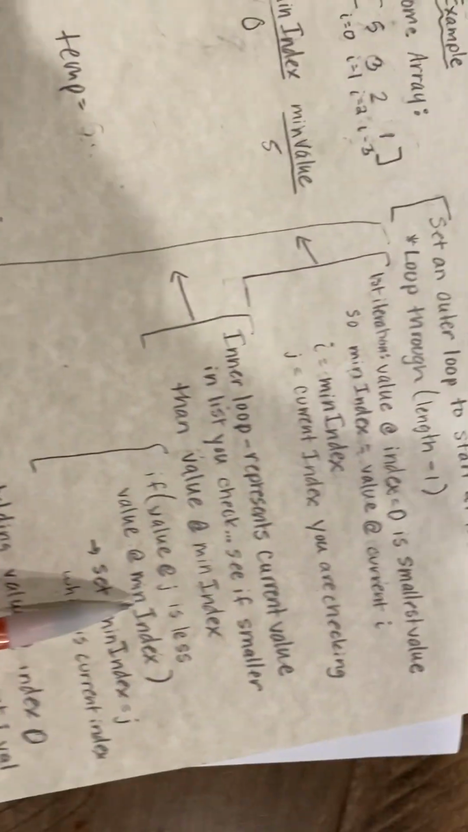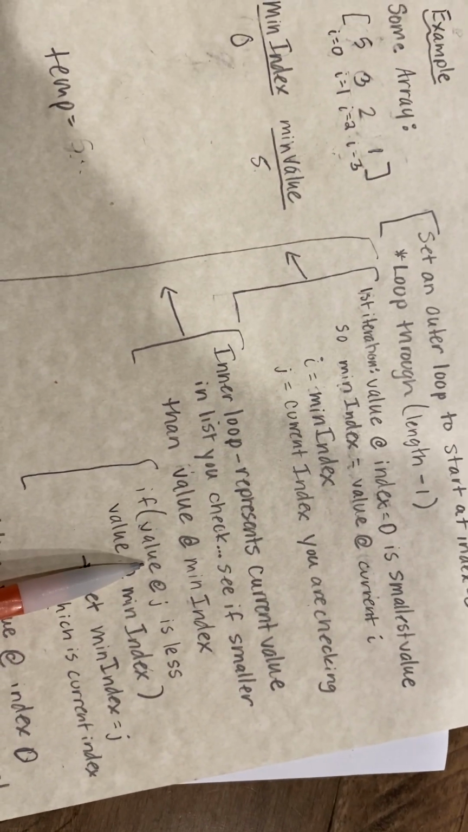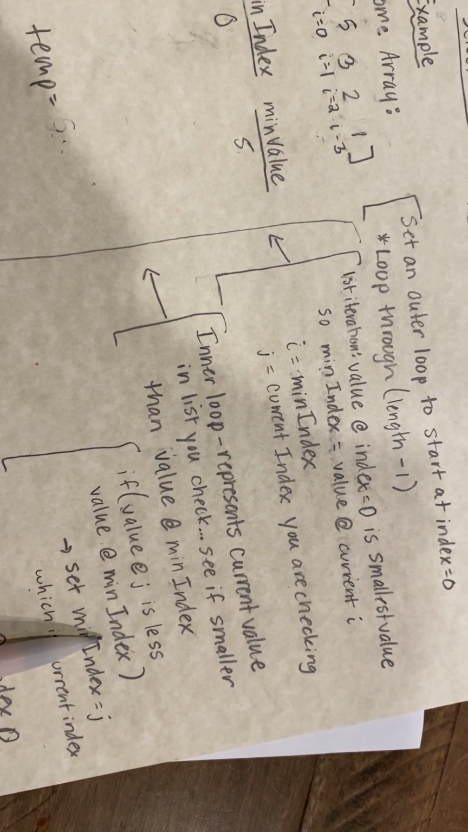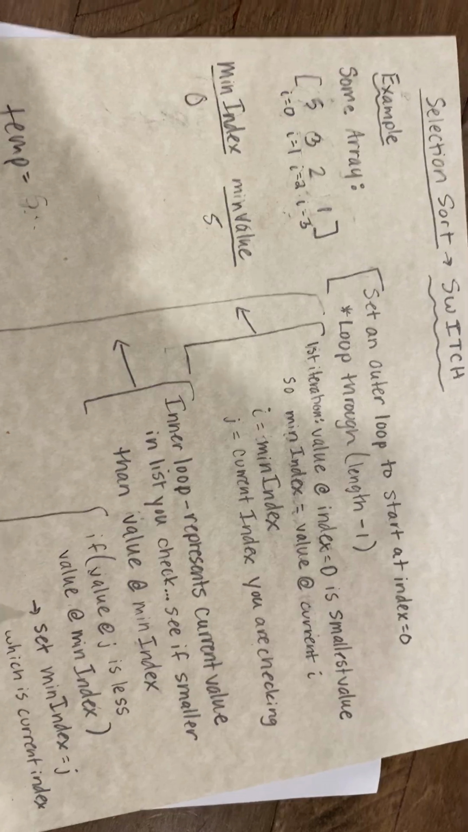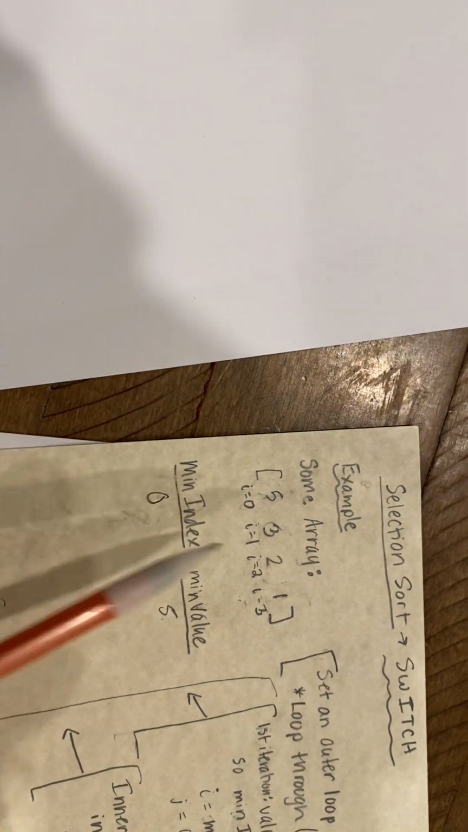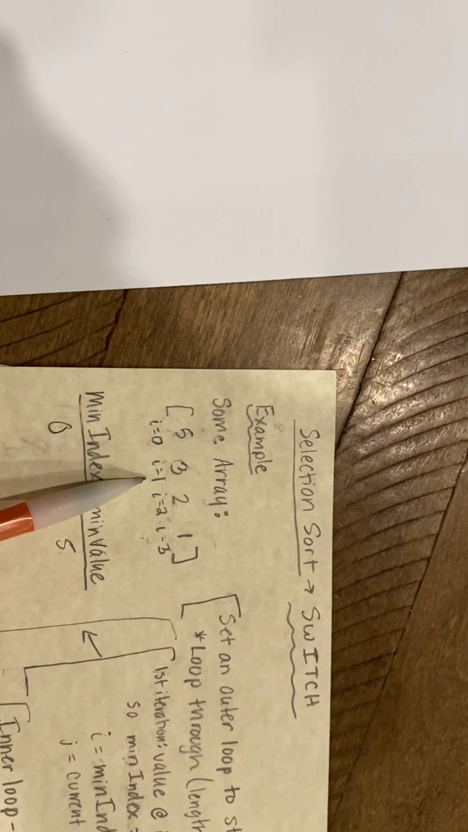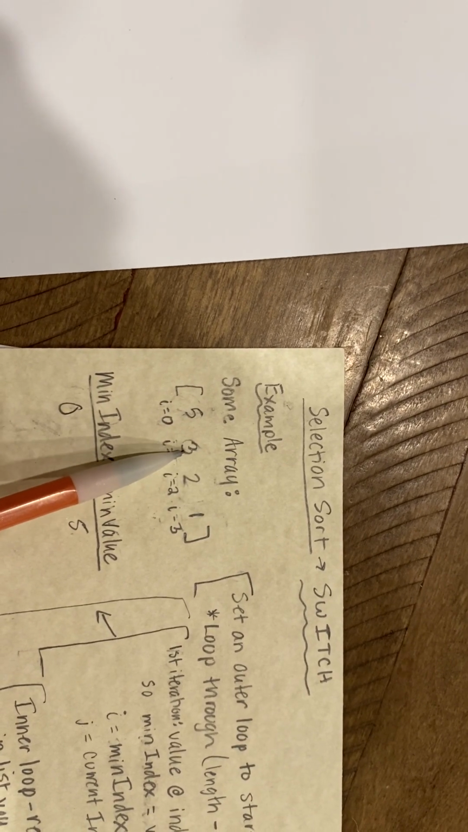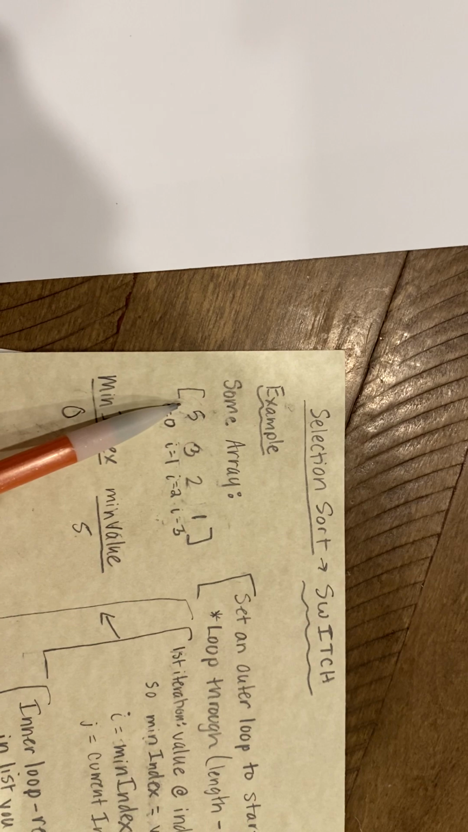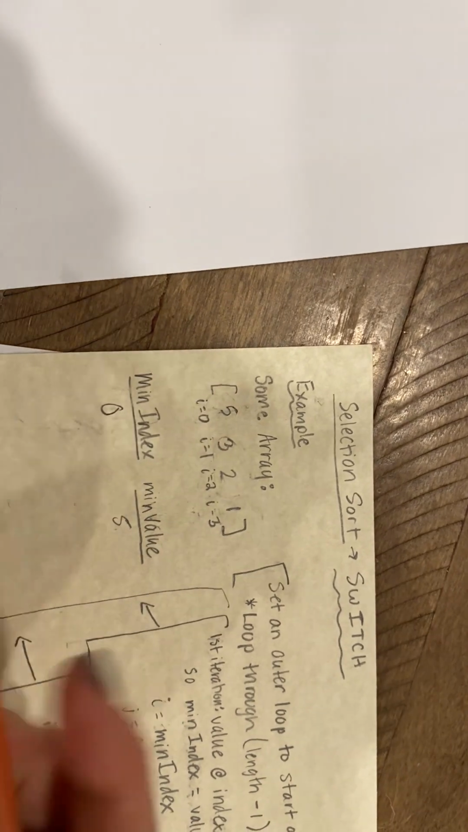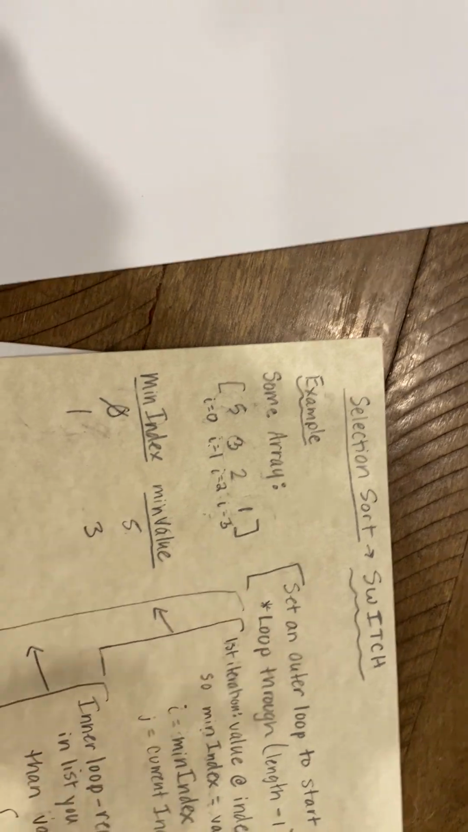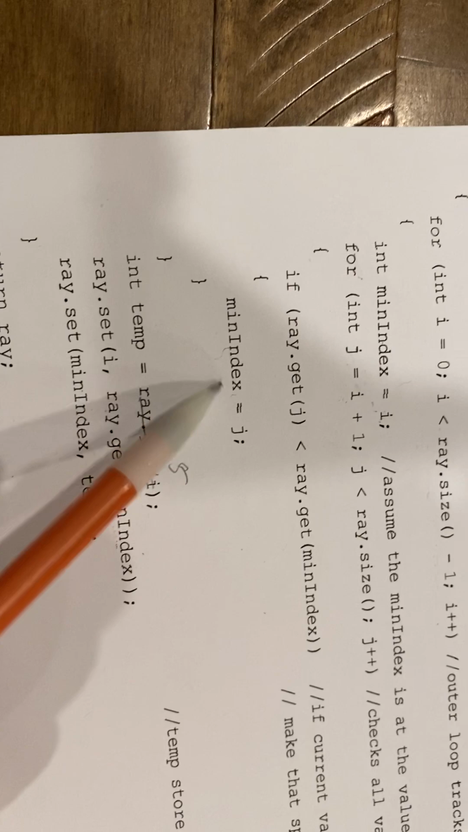In that process, we are checking if the value at J is less than the minimum index value. All right. And so if we look at what we've done here, as we check this value, we're basically saying, is this smaller than that? And it is. So I'm going to make my minimum index 1, and my minimum value is 3. All right. And that's what we've done right here in the code.